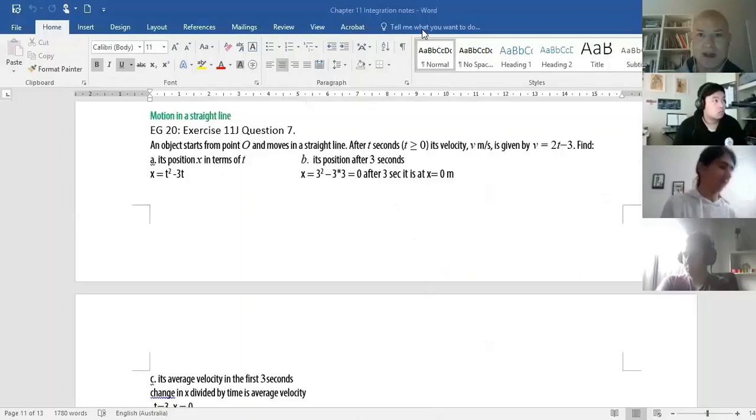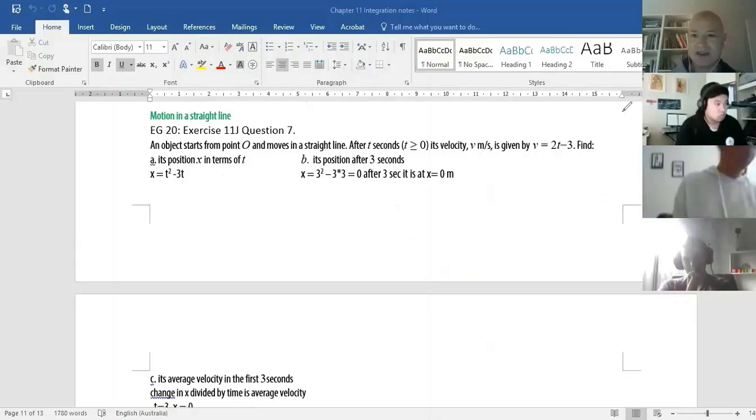Now this one's talking about motion. Remember, I did say this was a lot of physics stuff, so I'll change to my blue color here. This is question 7 from 11J. It says an object starts from point 0. Now 0 is not necessarily the origin here. It is a point anywhere, but it is the point 0. Moves in a straight line.